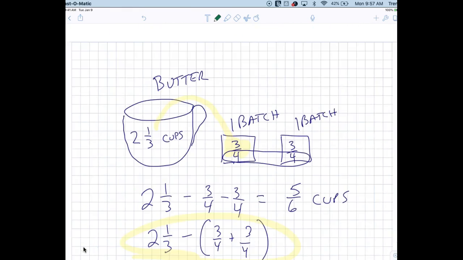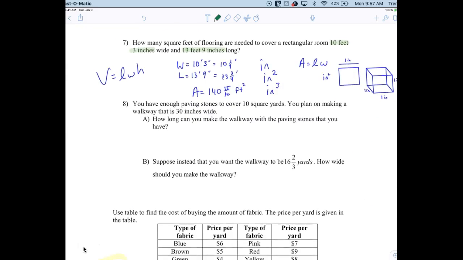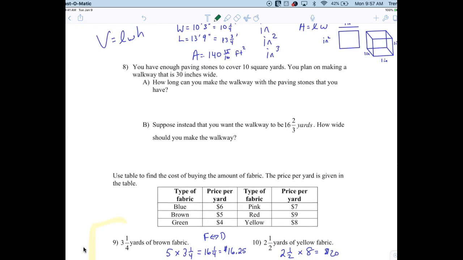Now let's move on. Let's skip down now to number 8. I want everybody to put a star by number 8 because number 8 is actually kind of hard. There's a lot going on here. So Anna, I want you to read it to me, please. If you have enough pages to cover 10 square yards, you plan on making a walkway that is 30 feet.